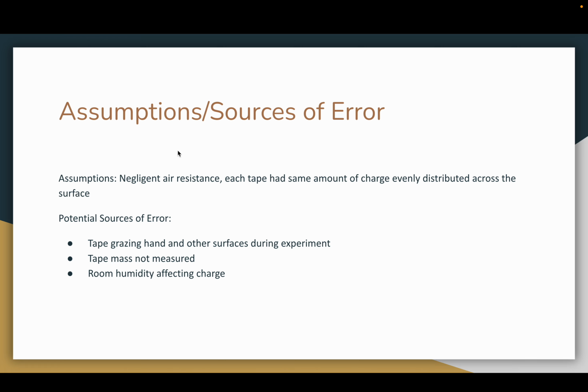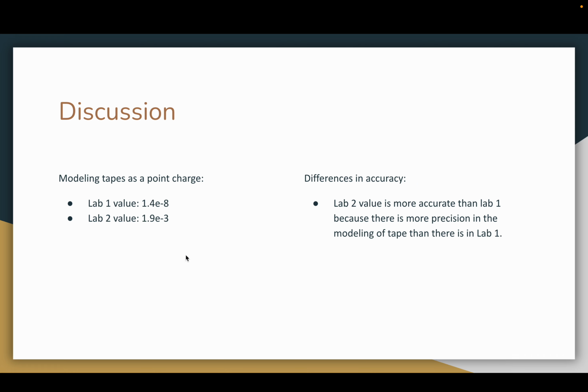And just some assumptions and sources of error that we need to go over. So we assumed air resistance was negligible and didn't need to calculate it. And we also assumed that each tape had the exact same amount of charge evenly distributed across the surface, which may or may not have been true. But for our percentile sources of error, these are the exact same as lab 1: the tape grazing our hands and other surfaces during the experiment. The tape mass was calculated, not measured, so that could result in some discrepancies. And then the room humidity also could have affected how great the charge was and how it affected the other tape's movement as well.